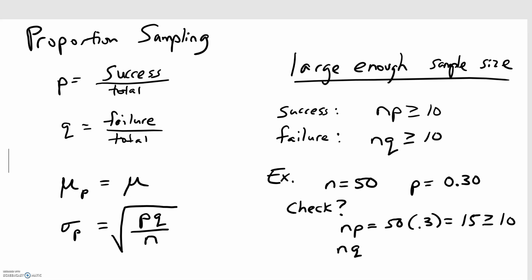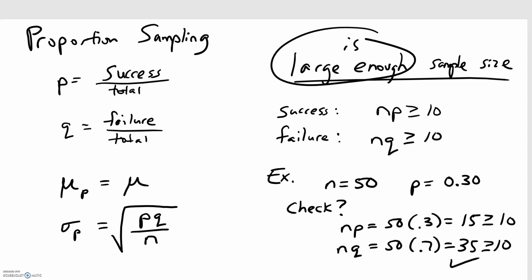And then N times Q, that's 50. Now the opposite of rain is no rain, so the opposite of 30% is 70%. We multiply that. Oh, very nice. 35. That's also greater than 10. So this time the sample size is large enough.